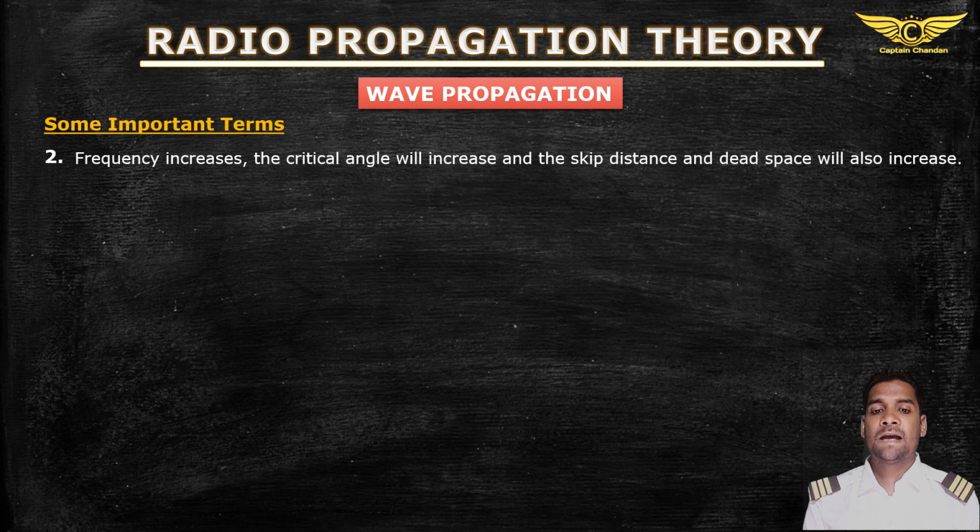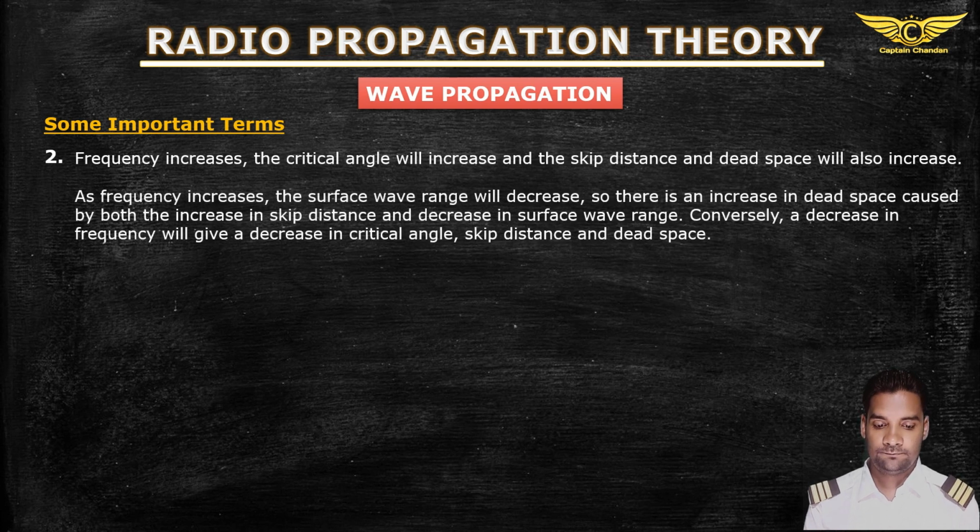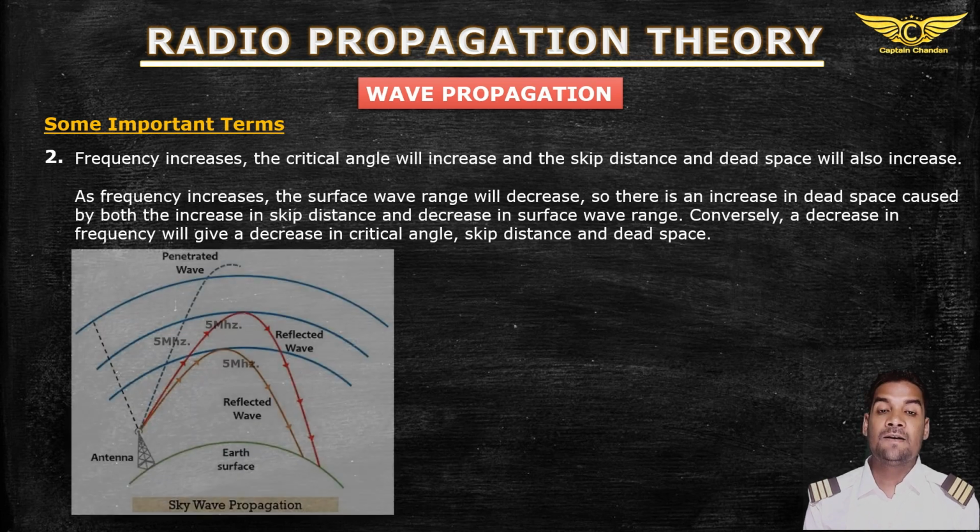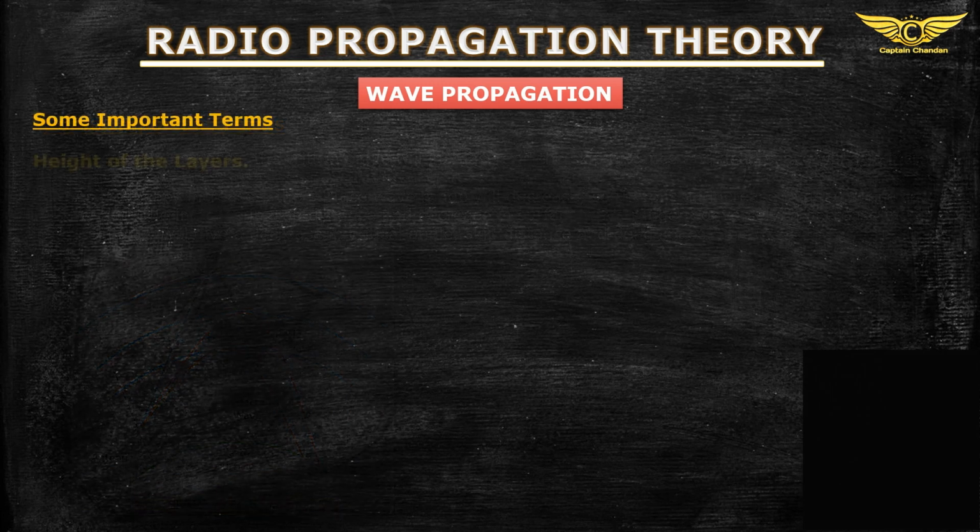As frequency increases, the critical angle will increase and the skip distance and dead space will also increase. As the frequency increases, the surface wave range will decrease. So there is an increase in dead space caused by both the increase in skip distance and the decrease in surface wave range. Conversely, a decrease in frequency will give a decrease in critical angle, skip distance and dead space.